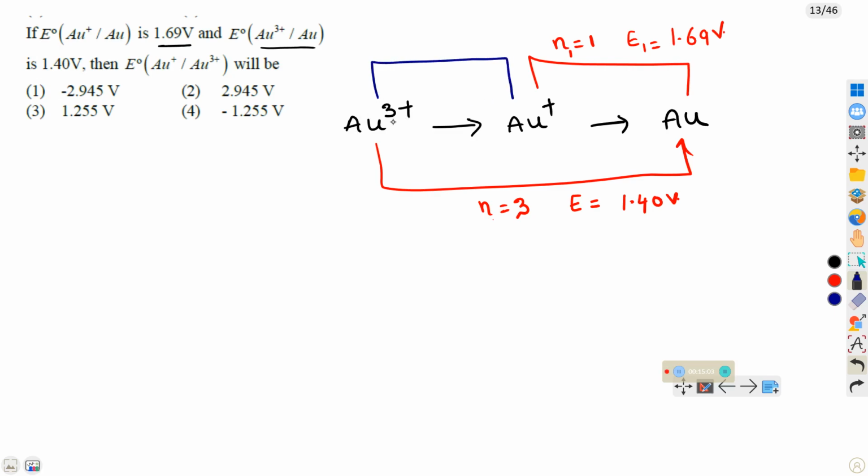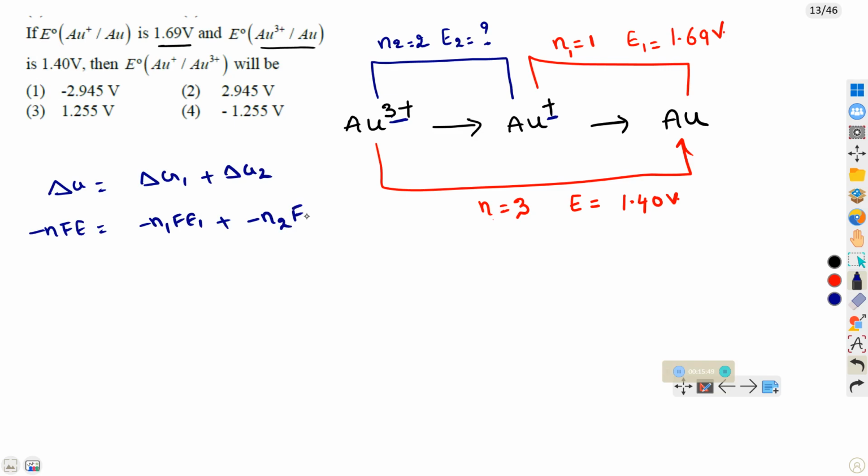Au 3 plus is converted to Au plus. Positive charge 3 to positive charge 1. That means it gains 2 electrons. N2 value is equal to 2. And E2 value is equal to question mark. What we know, delta G is equal to delta G1 plus delta G2, minus NFE is equal to minus N1FE1 plus minus N2FE2. So common minus F, then NE is equal to N1E1 plus N2E2.